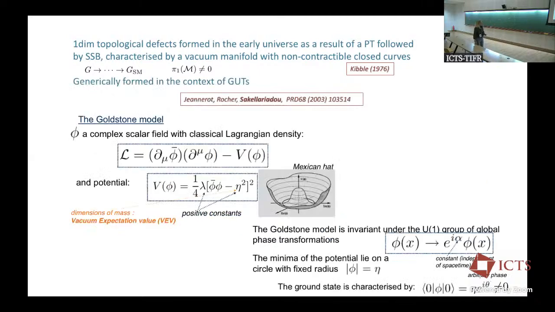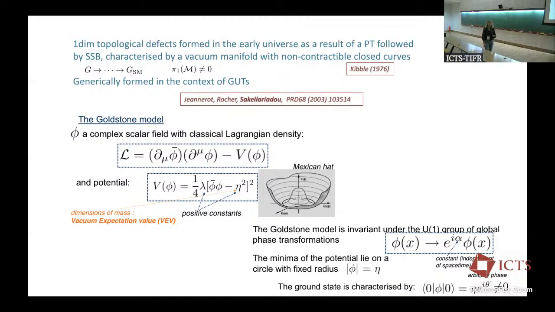And then what we did, as a matter of fact, ages ago, is that we considered all possible kinds of symmetry breakings from a large gauge group down to the standard model. We studied the homotopy group of the false vacuum, and from that we were able to see how generic the formation of cosmic strings is. And we found that it's pretty generic, okay?